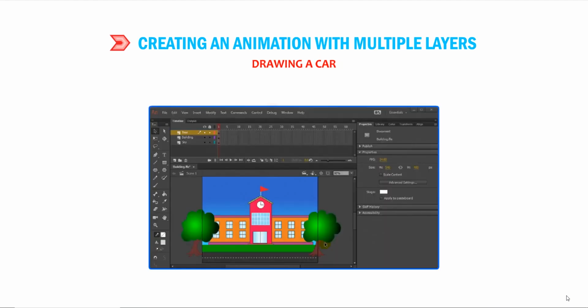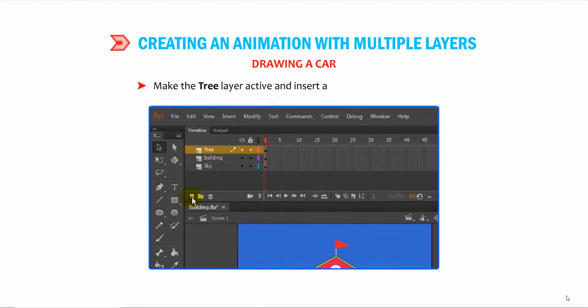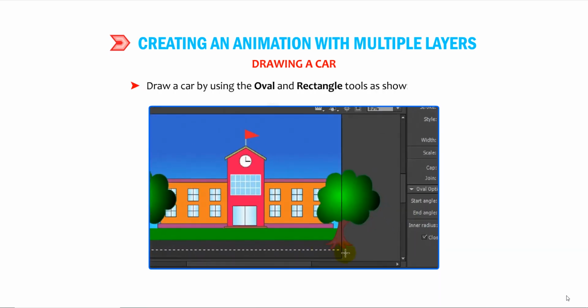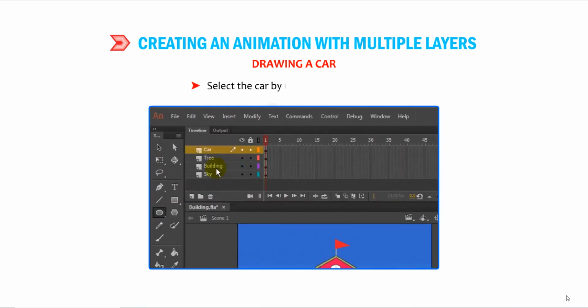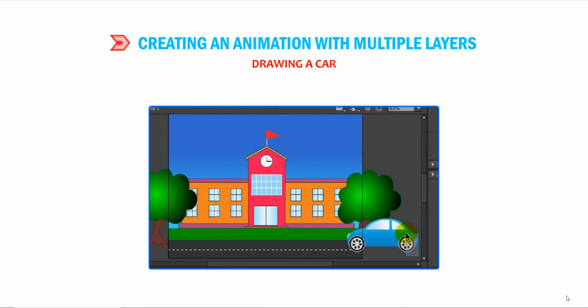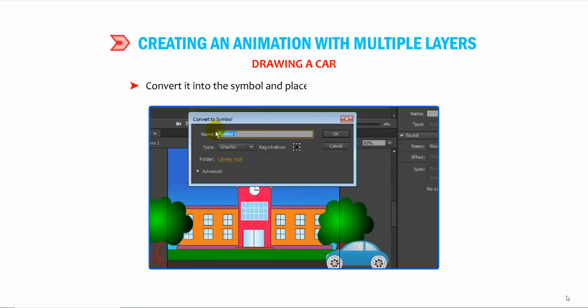Drawing a car. Make the tree layer active and insert a new layer and name it Car. Draw a car by using oval and rectangle tools as shown in the figure. Select the car using the Selection tool. Convert it into a symbol and place the car instance on the stage.